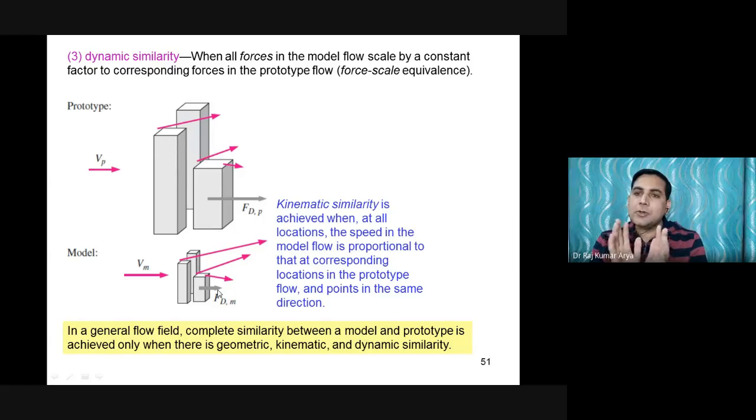If these are not similar, it means your scaling process is of no use. Whatever you do, it will not coincide with your calculations. So these three similarities must be checked all the time when you go from model to prototype.